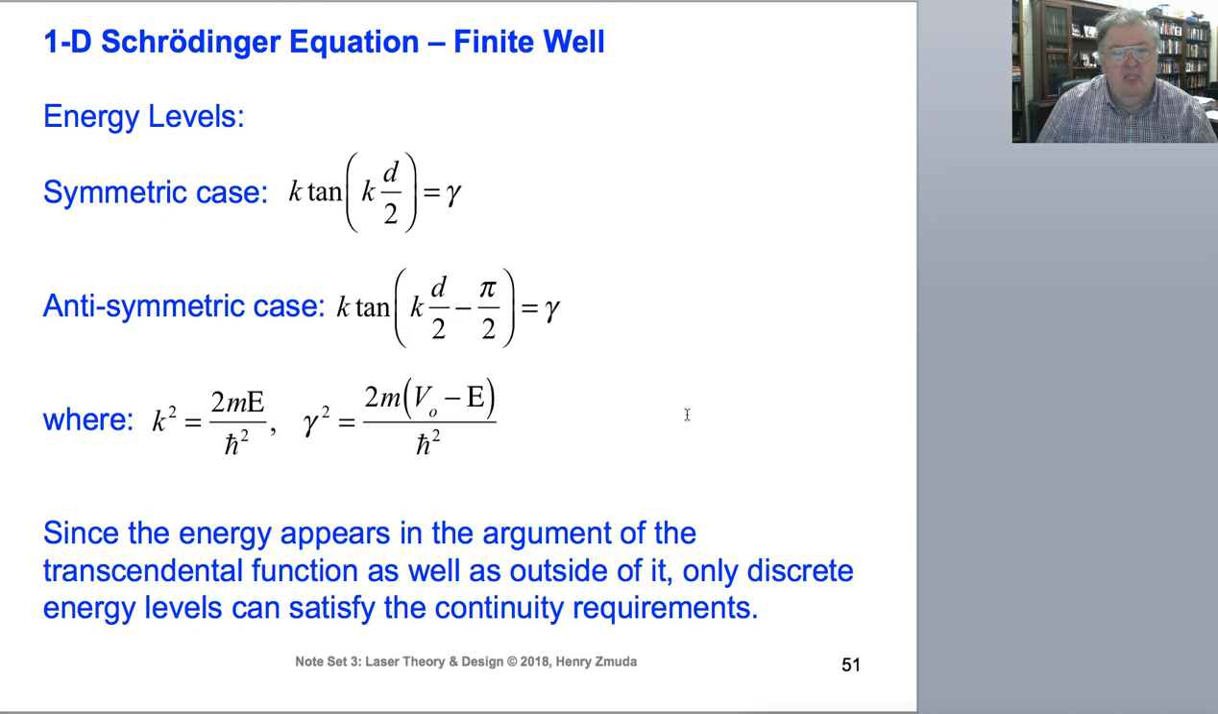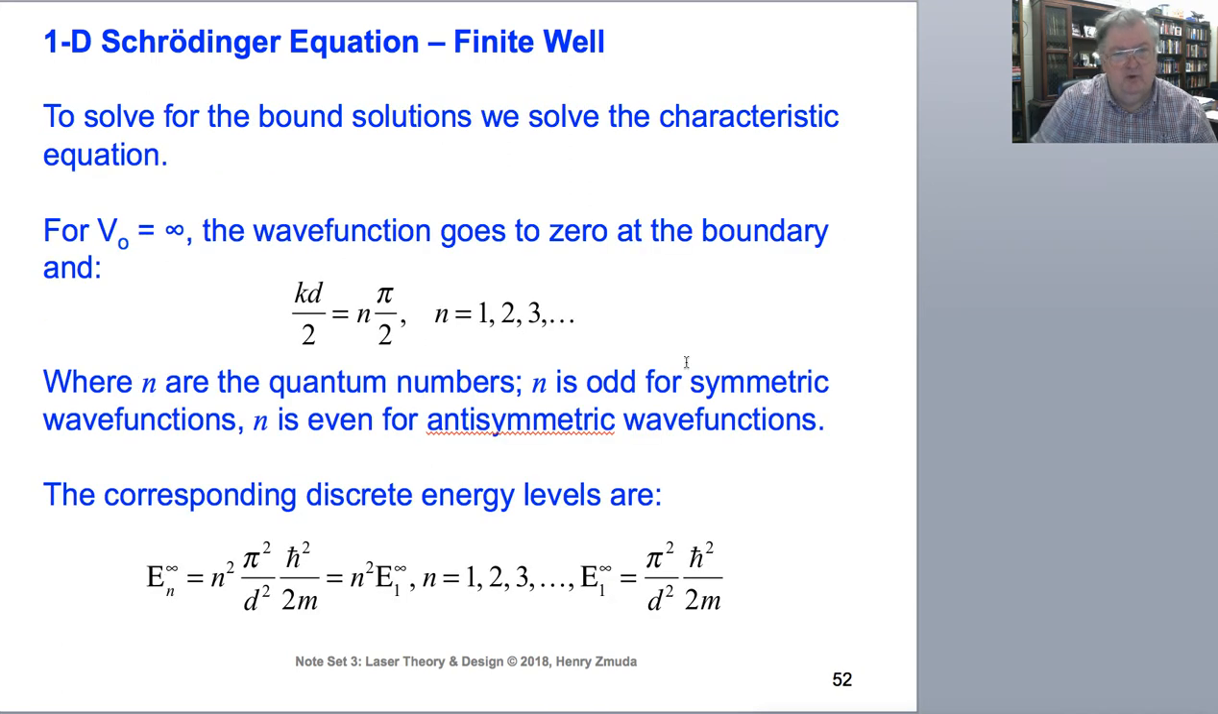Also, generally when you have equations of this form, a trigonometric equation with k inside and outside, the solutions will in general be discrete solutions. So, okay, we said that the energy levels are going to be discrete. It looks, based on the form of the equations, like they will be. So how do we go about solving these equations?